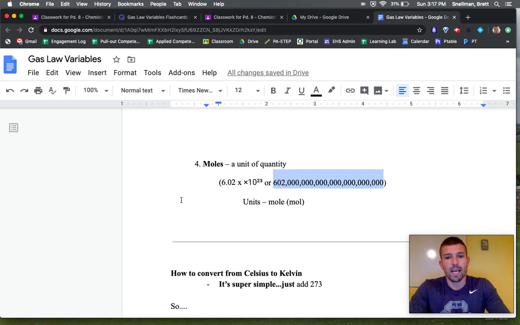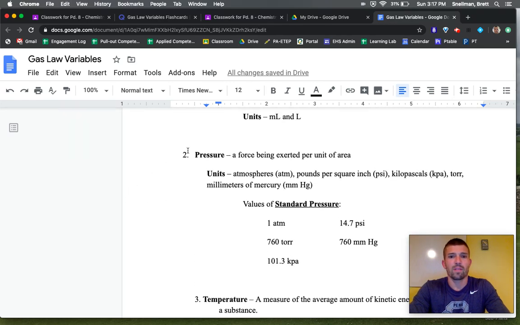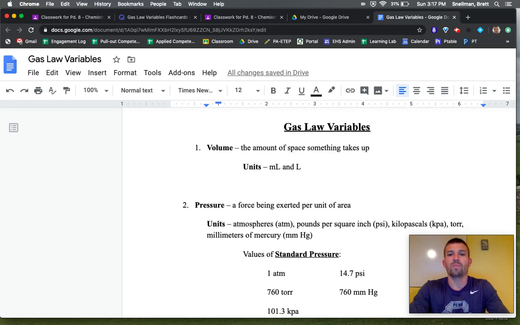So again, this week, what do you need to remember? You need to know these units and be familiar with them. What is volume? The amount of space something takes up. What is pressure? What is temperature? Can I convert from Celsius to Kelvin? And what is a mole? Because as we go forward next week, we're going to start talking about how these variables interact with each other and affect gas laws.